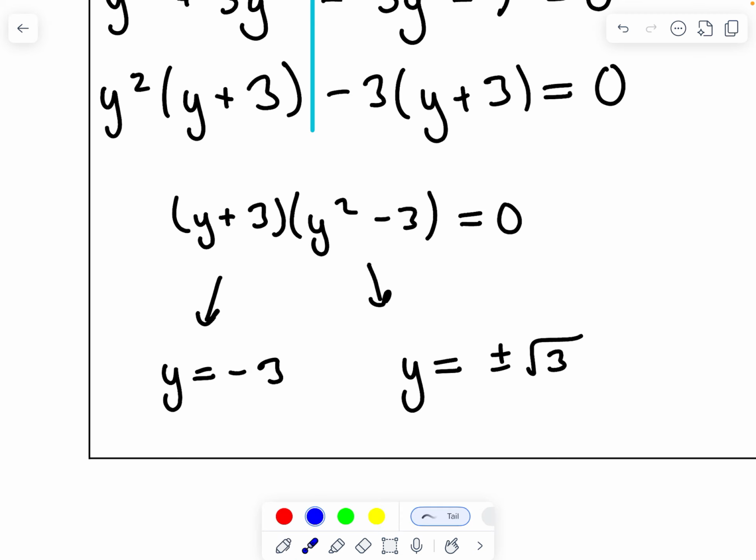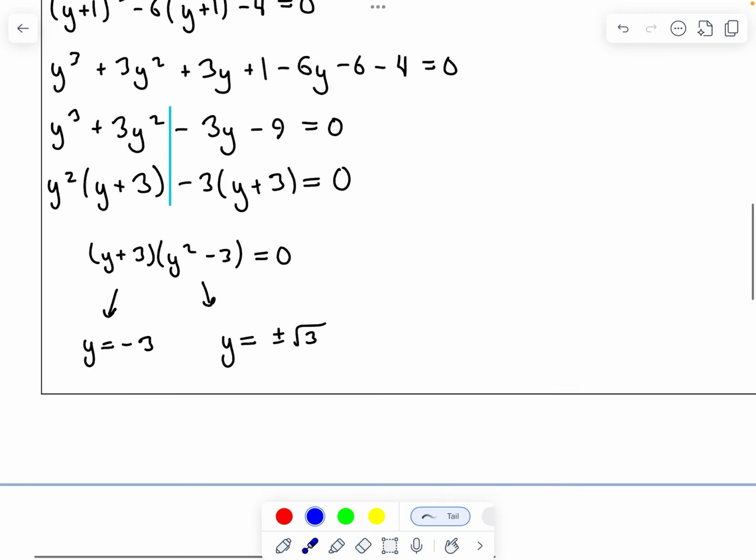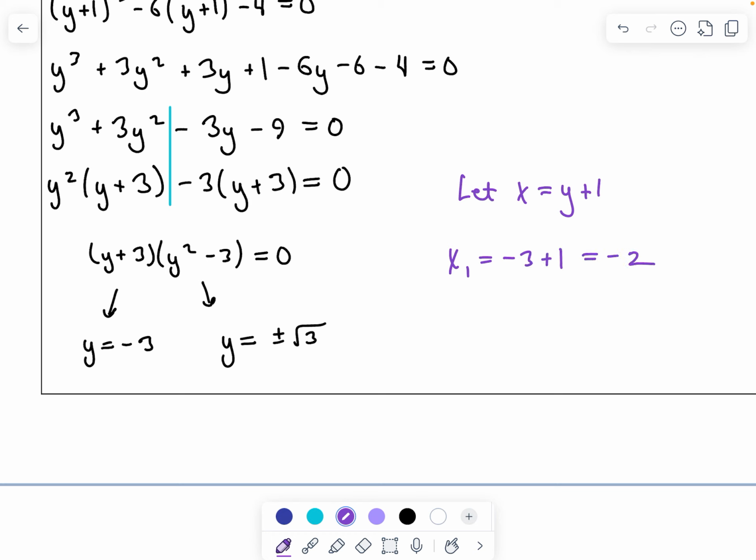However, remember, the end goal here is to solve for x. We're not trying to solve for y. So we got to make our substitution back. Remember that we let x equal y plus 1. So our first x is going to be negative 3 plus 1, which is negative 2. And our second and third x is going to be plus or minus root 3 plus 1, which can be written as 1 plus or minus root 3. So finally, hey, we did it. There we go. Those are the answers to the original equation.